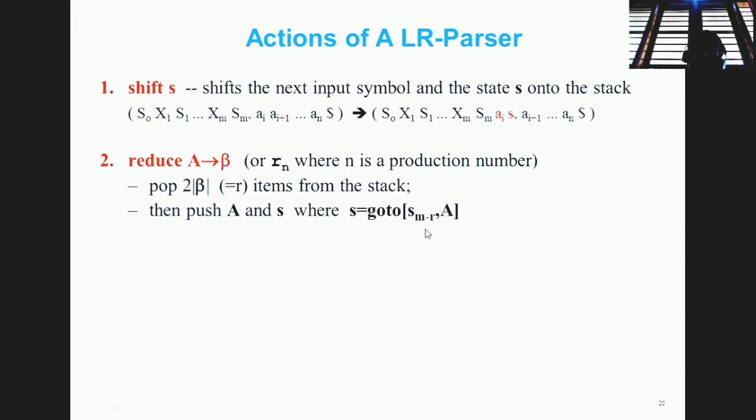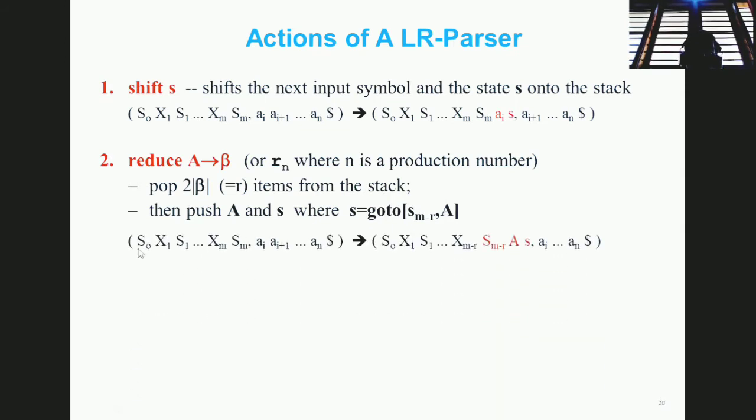A. After popping 2 times the beta elements, you are left with Sm minus r. Now your top of the stack becomes Sm minus r, comma A, which will take you to a new state that you are going to push onto the stack. So your configuration looks like this: S0, X1, S1, and similarly XM, SM, and then AI.